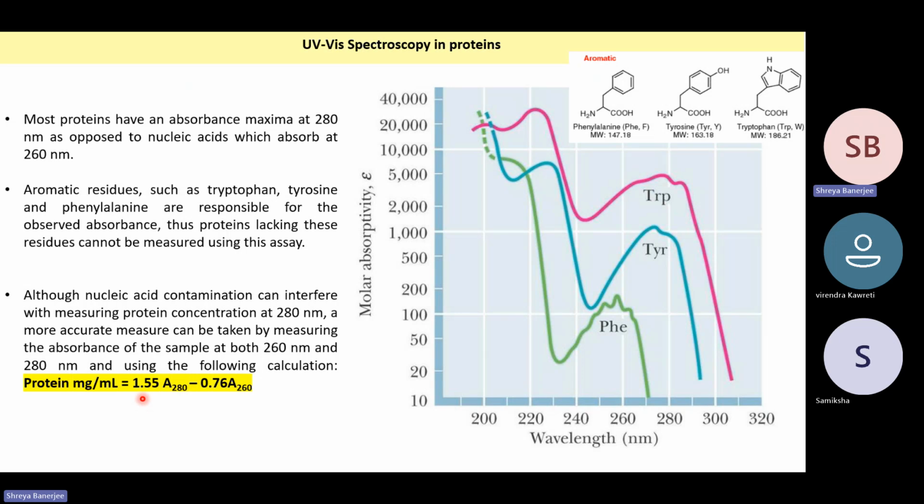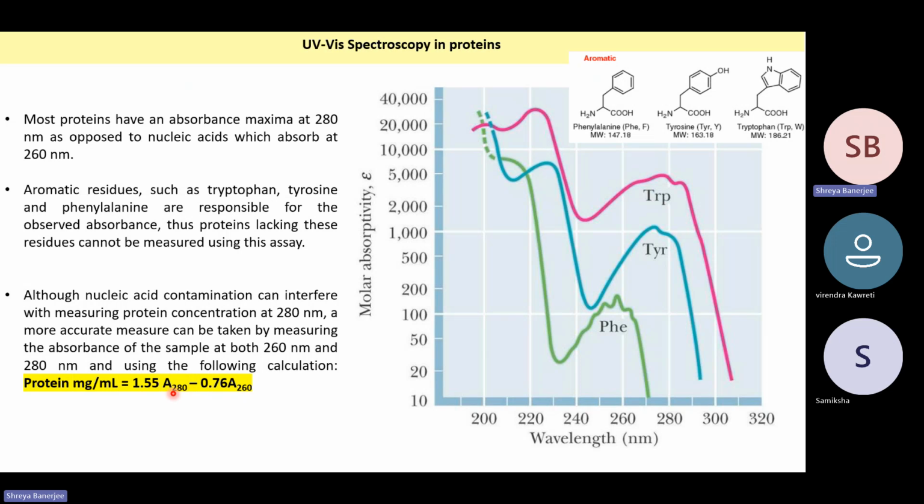There is a certain formula which has been derived from different experimental results to calculate the concentration of a protein in an unknown solution. The absorbance at 280 nanometer is taken and multiplied with 1.55, and the absorbance at 260 nanometer is taken and multiplied with 0.76. Then they are subtracted to find the concentration of a protein in mg per ml.